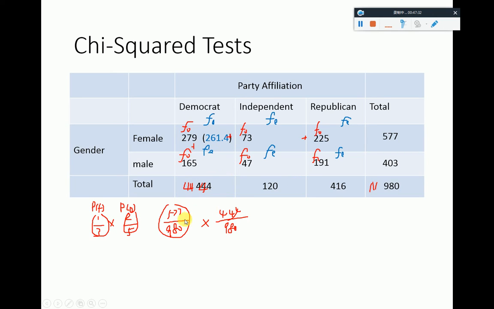So if we do the calculation, this product term will give us the probability, and we use this probability times 980. That will give us 261.4 female Democrats. Again, that will be our expected number of female Democrats in the sample if party affiliation and gender are not related.